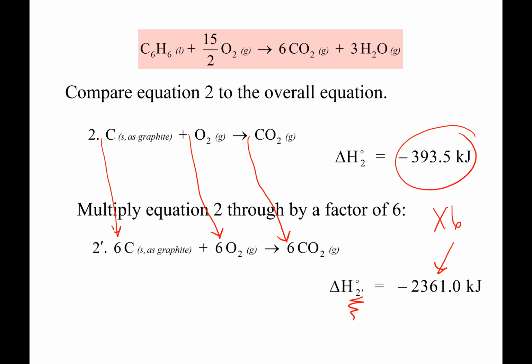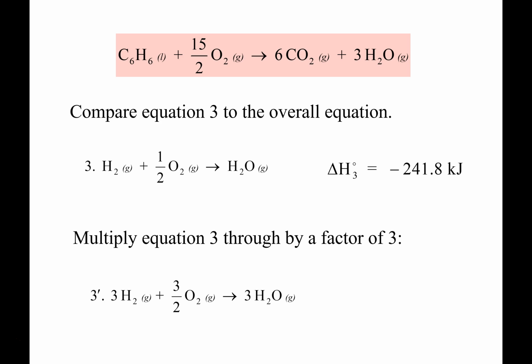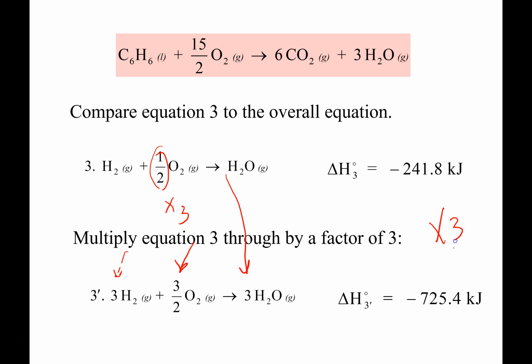And then 3, we said we could focus on the H2O, multiplying through by a factor of 3. So 3' would be 3H2O. Now this is where you have to make sure you get your fractions okay. So 1/2 times 3 is equal to 3/2. 3/2 moles of O2, and then of course 3 moles of H2O. Our delta H3' will be that negative 241.8 kilojoules times 3. So that's negative 725.4 kilojoules.